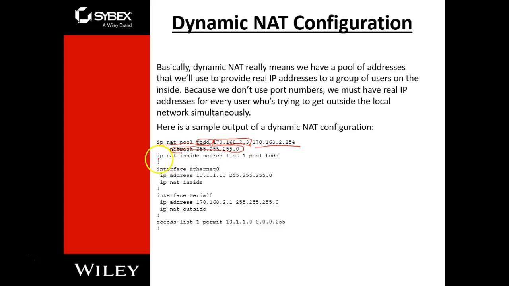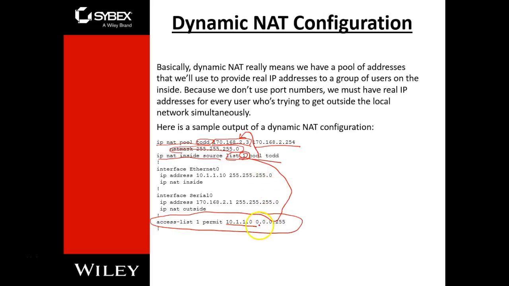255.0.0.0. And then we tell it IP NAT inside. IP NAT inside. We're going to NAT from inside. Source list 1. We'll get to source list 1 here in just a second. Pool Todd. The pool we got because we already created the Todd. The source list goes with the access control list down here. The access list, permit 10.1.1. This is the permit is the network, a private network that's being natted.